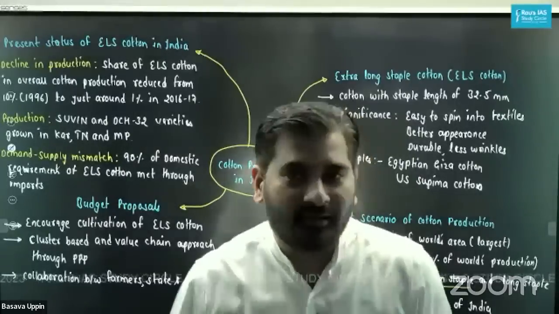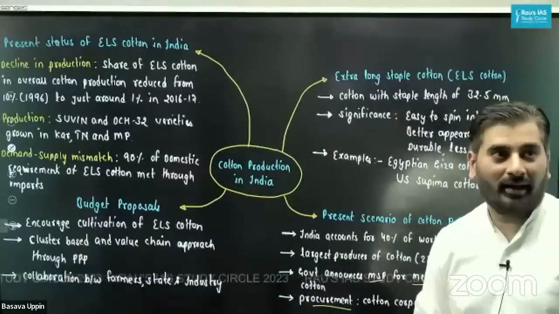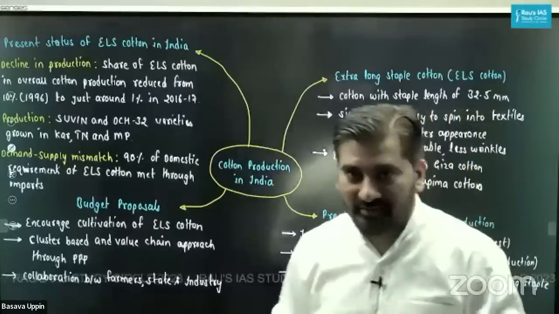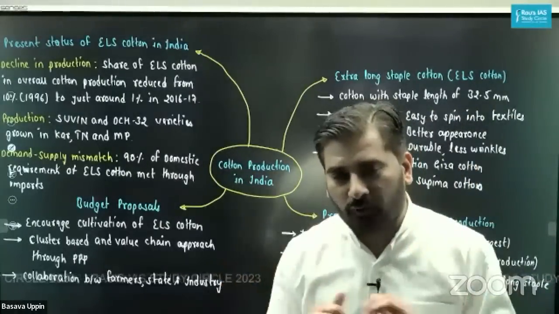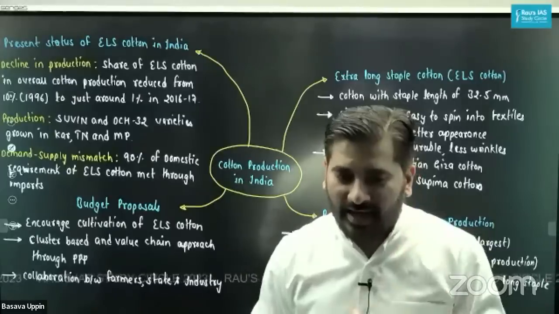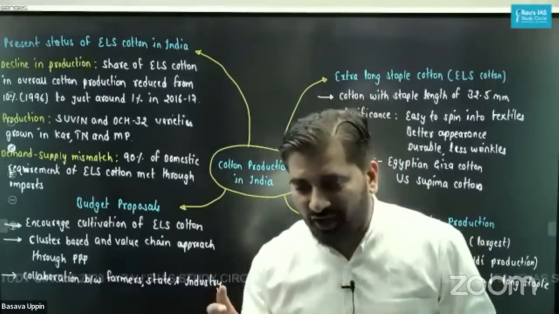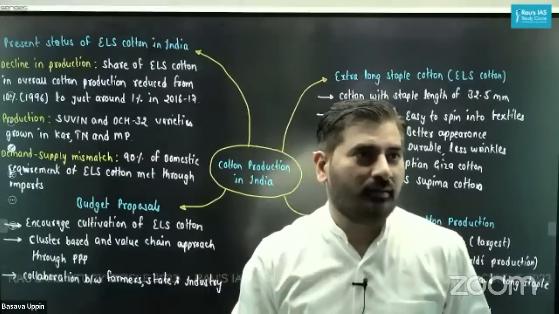Now, what is the present status of extra long staple cotton in India? In 1996, the share of extra long staple cotton in the overall cotton production of India was as high as around 10%. But since then, the share of extra long staple cotton has dropped to just 1%.